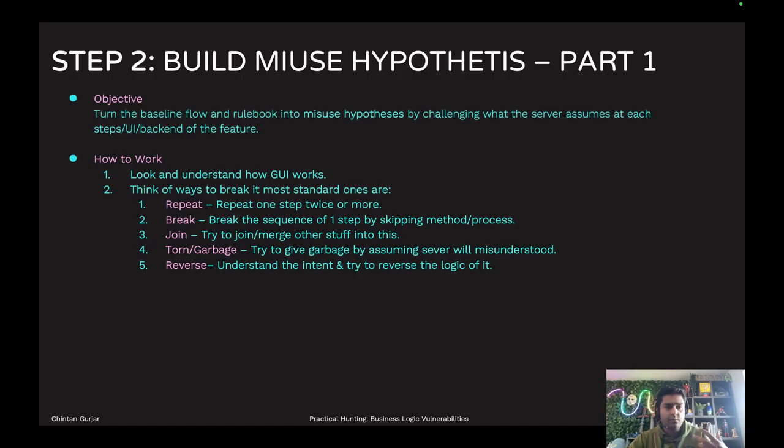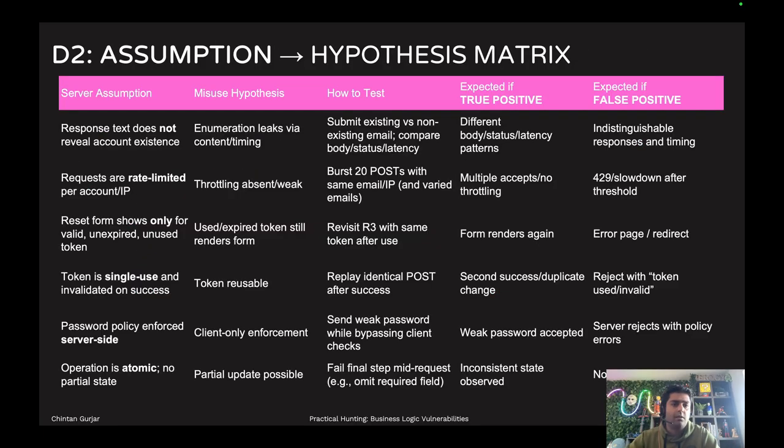Try to think like a bad school student who is opposing everything your teacher or professor says. Those opposite things are nothing but the misuse hypothesis. So you derive the server assumption from the steps, that this might be happening on a normal one, and then you try to define the misuse hypothesis, and then you know how to write this. Whether you write this or not is up to you, but at least up to here you definitely got the misuse hypothesis.